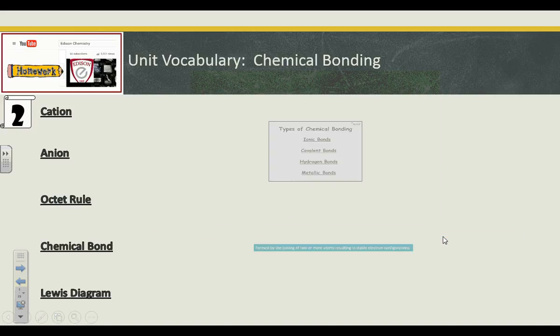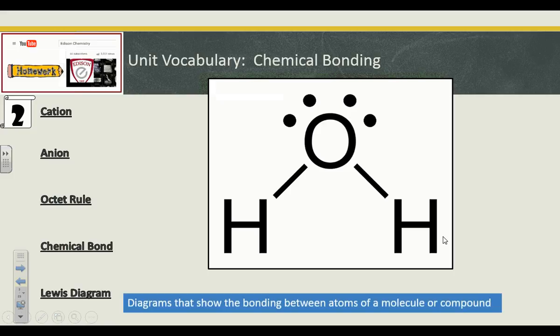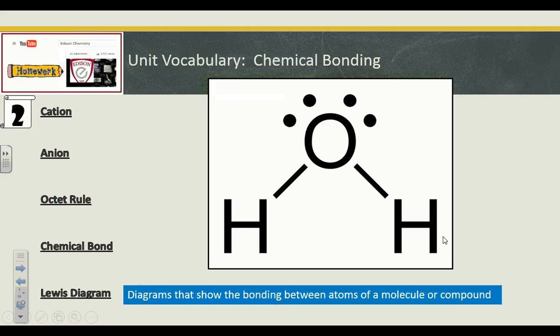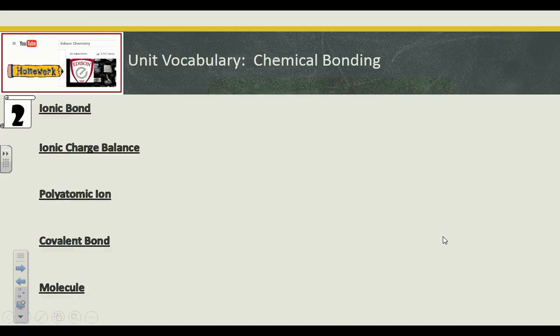But here we go. Lewis diagram. Here's a picture of one. It's a picture, a diagram. It shows the bonding between atoms of a molecule or a compound. Lewis diagrams are useful because you can use them to show both ionic and covalent bonding. So we did Lewis dots in the previous units to show the valence electrons. Now we're going to take those Lewis dot diagrams of the elements individually, combine them to make molecules and compounds. Simple enough.